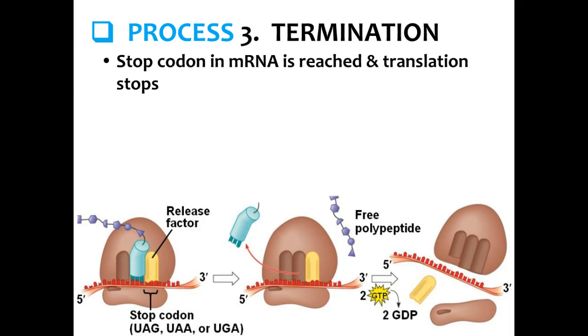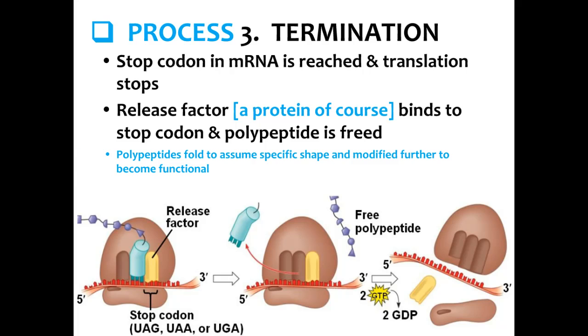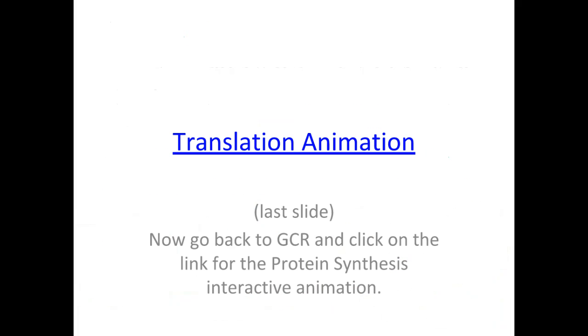Termination is when the stop codon is read. Remember, there's no amino acid for that, so it stops. There are release factors that free the polypeptide chain. Remember, it's only building primary structure. It will then be processed and folded to make a fully functional protein, but that happens a little bit later down the line. I want to show you this animation just to kind of help.